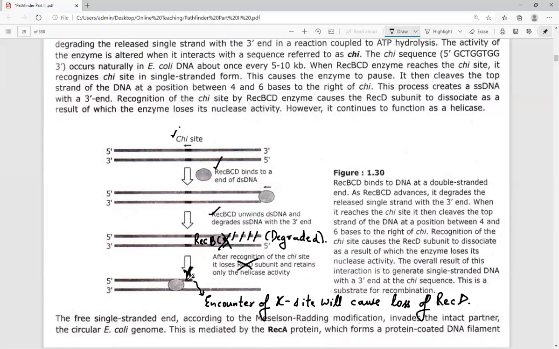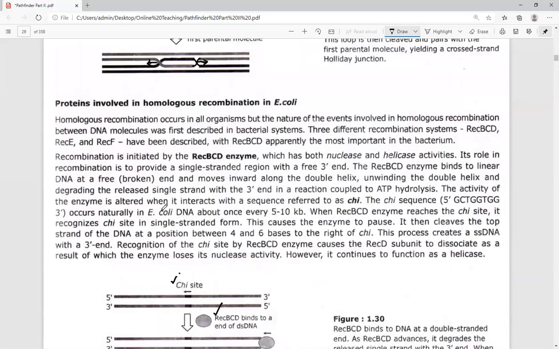Now it will move and will produce a single stranded strand of the DNA that will interdigitate within the homologous chromosome and will replace the other strand. So please do have a look at it.